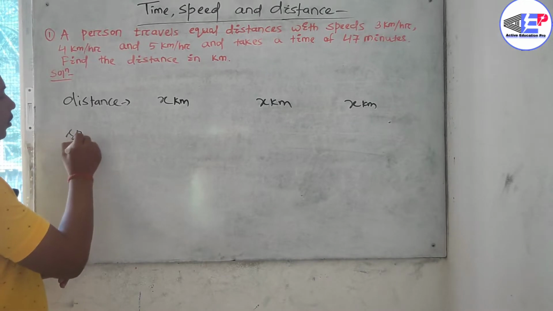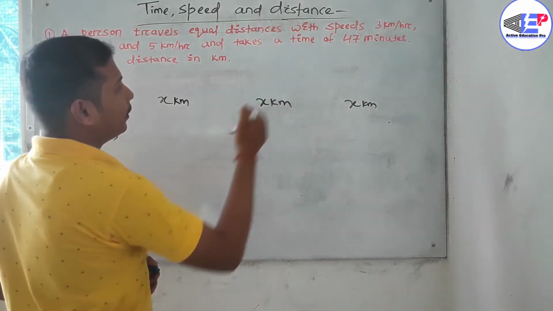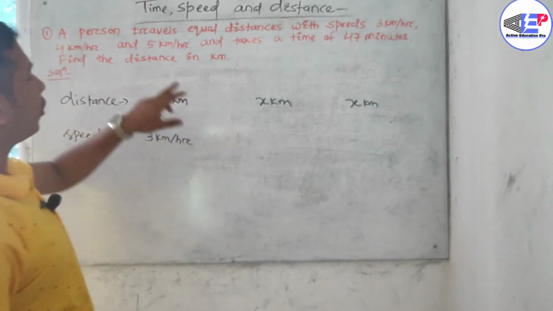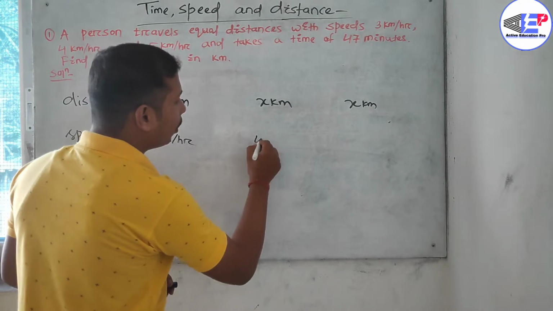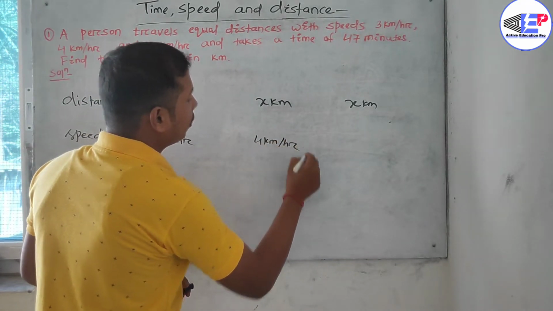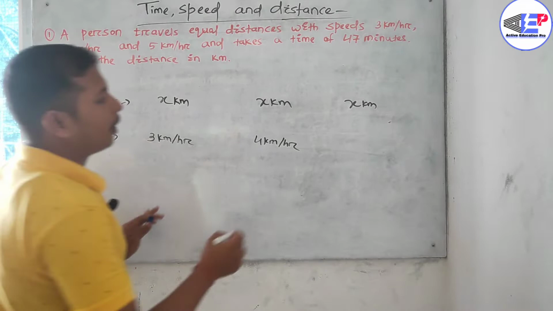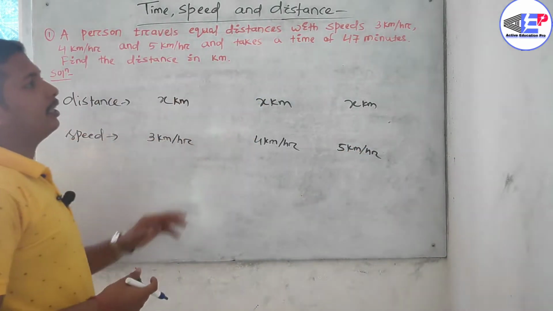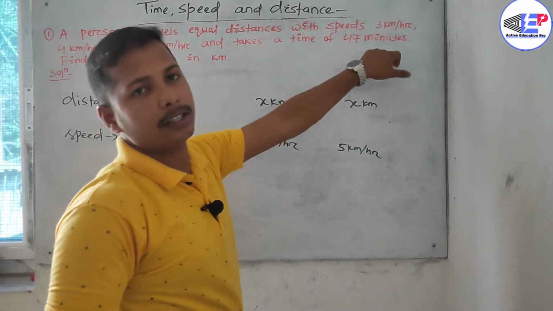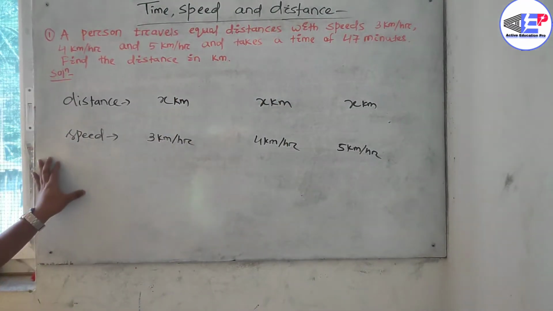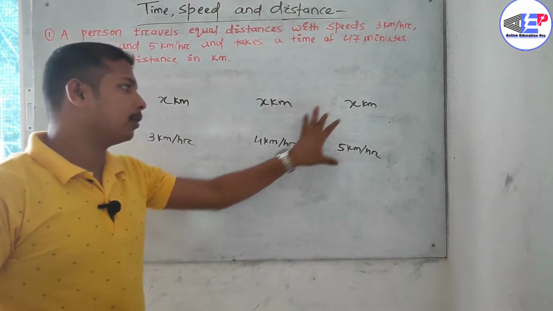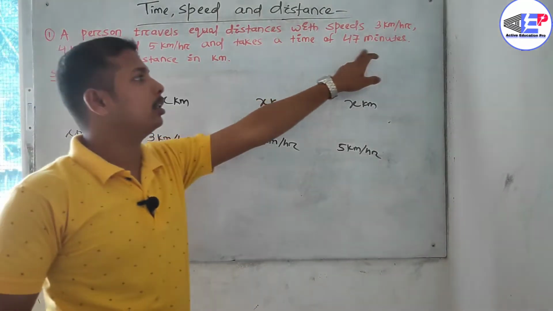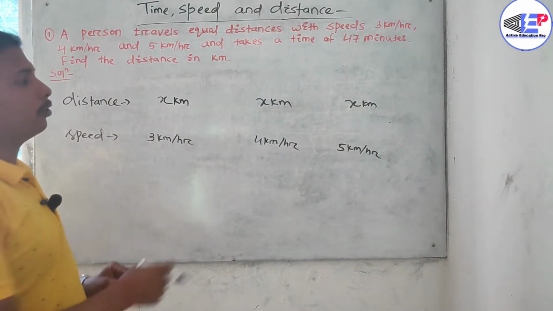So for first part the speed is 3 km per hour, for second part the speed is 4 km per hour, and for third part the speed is 5 km per hour. And given that it takes a total time of 47 minutes. Now we will find time for the first part, for the second part and for the third part, and then we will add and equate with 47 minutes so that we can find the value of x.